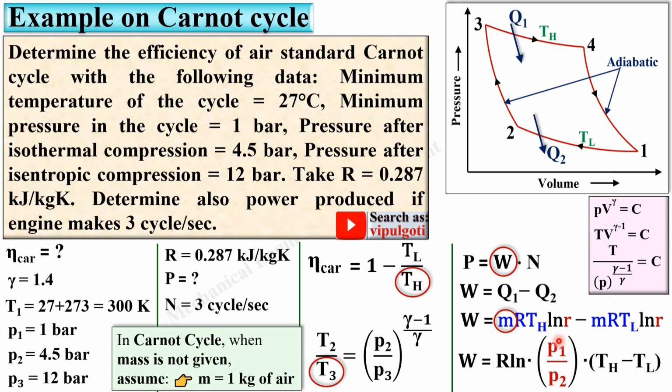But you can understand this is the constant temperature process, and that's why PV is equal to constant, so you can say P1 V1 is equal to P2 V2, and from that you can find V2 upon V1 is equal to P1 upon P2. So you can find the W from this equation, and then you can find the power also. So now I am going to apply first of all this equation. From that I can find T3.